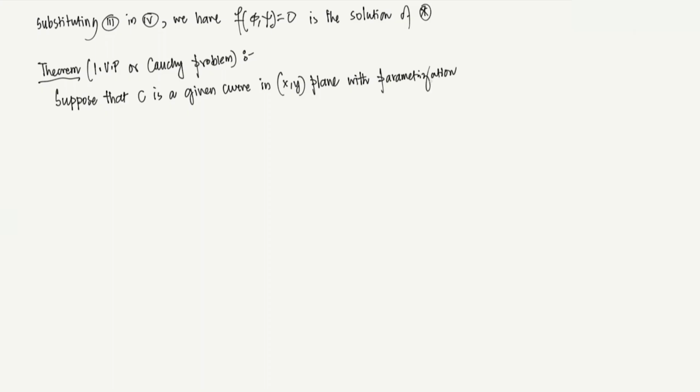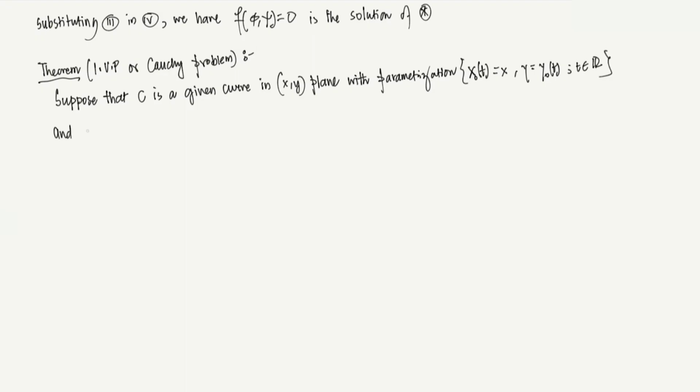This is a very, very important theorem, so please keep this in mind. x naught of t equals x, and y will be given by y naught of t. Okay, that's the parameterization basically. And this t is in R. This is the curve.